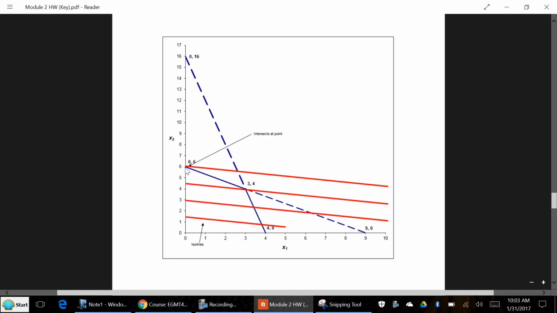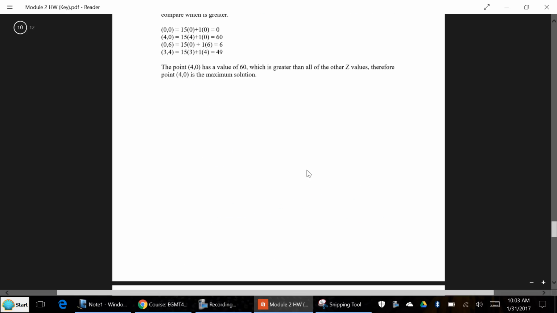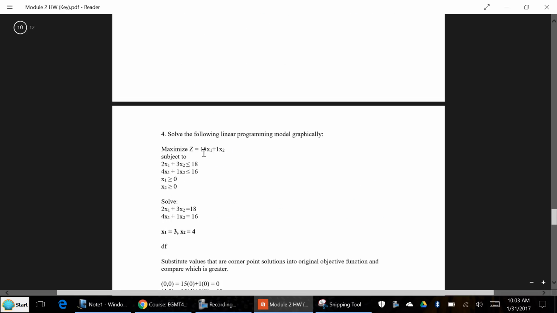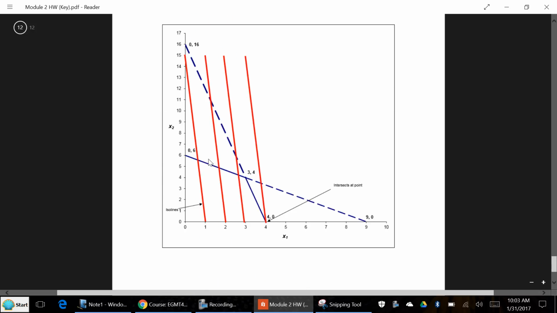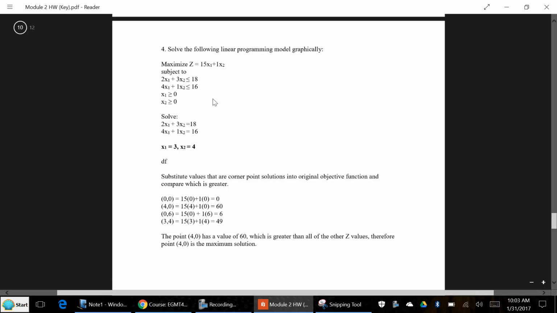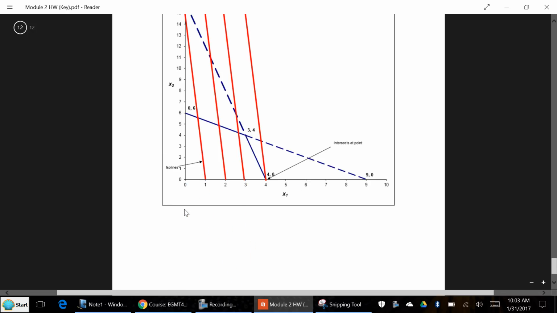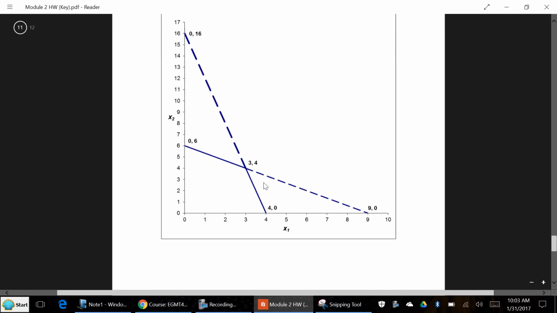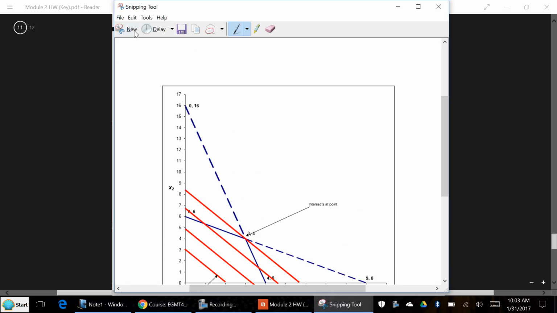Does that make sense? And then when I go and look at the last one here, now we can see how the objective function touches the polytope right here. Okay? So if we were to evaluate using this function here and plug in these values, now the optimal solution is going to be at 4, 0, which is right here. Okay? So here's what I want you to think about. Let me go in and snip this.